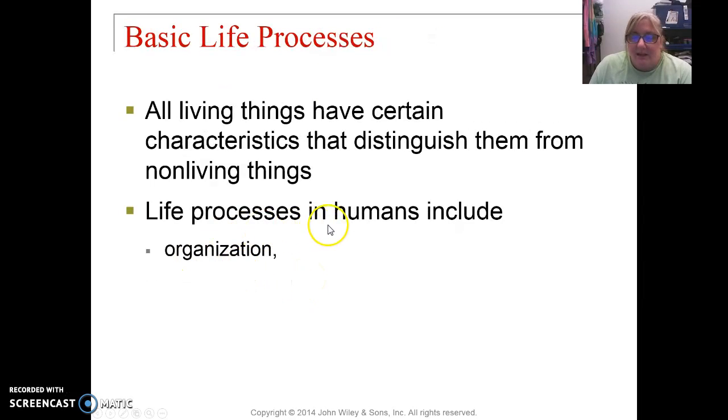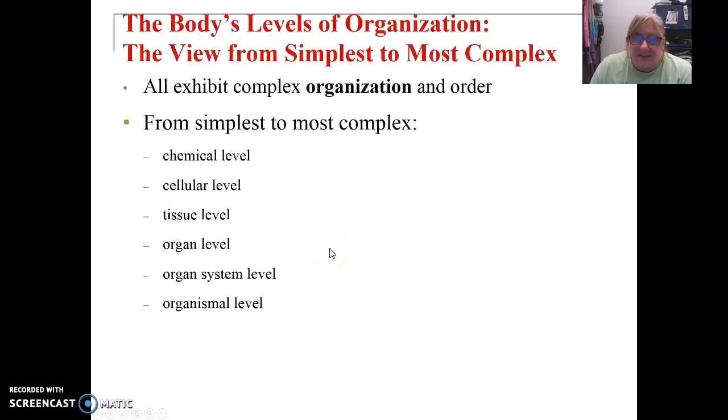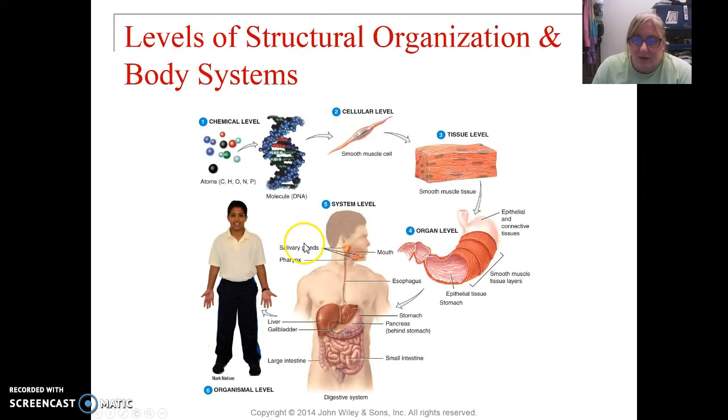So one of the first characteristics is all living organisms have to be organized. We're all organized in some fashion. For humans, we start at that chemical level, so the atoms make up small molecules that make up your macromolecules, that make up your cells. Cells make up tissues. Tissues make up organs. Organs make up organ systems, and organ systems make the organism.